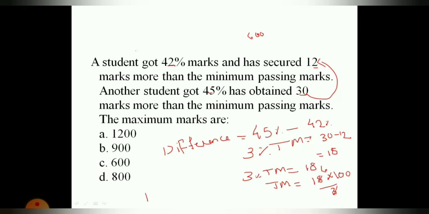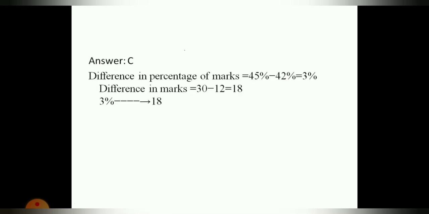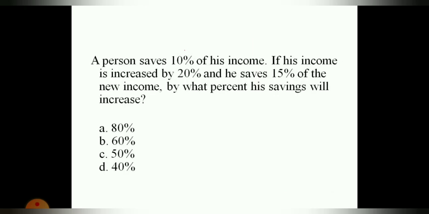So here we calculated the difference in marks, that is 45 minus 42, which is 3% of the total marks. The difference in marks is 30 minus 12. So the difference between the marks the two students scored is nothing but 3% of the total marks, which is equal to 18. Which means, what is the total marks? 3% means 3% of the total marks.